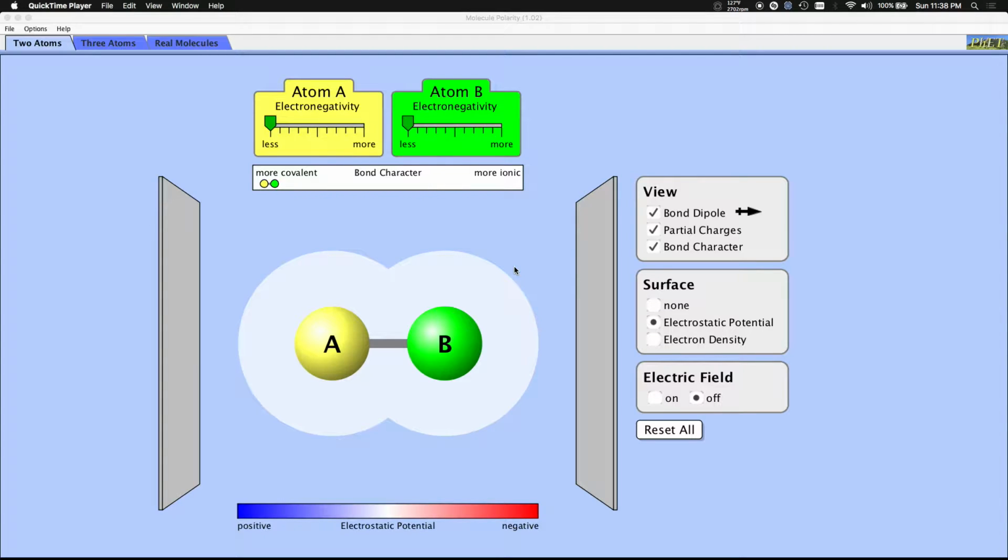Hello everyone. Today we're going to talk about molecule polarity. This is polarity of molecules with two atoms and three atoms. This is basic polarity, and I'm going to explain it. You will use this information for intermolecular forces when we learn about that, which will be coming up.